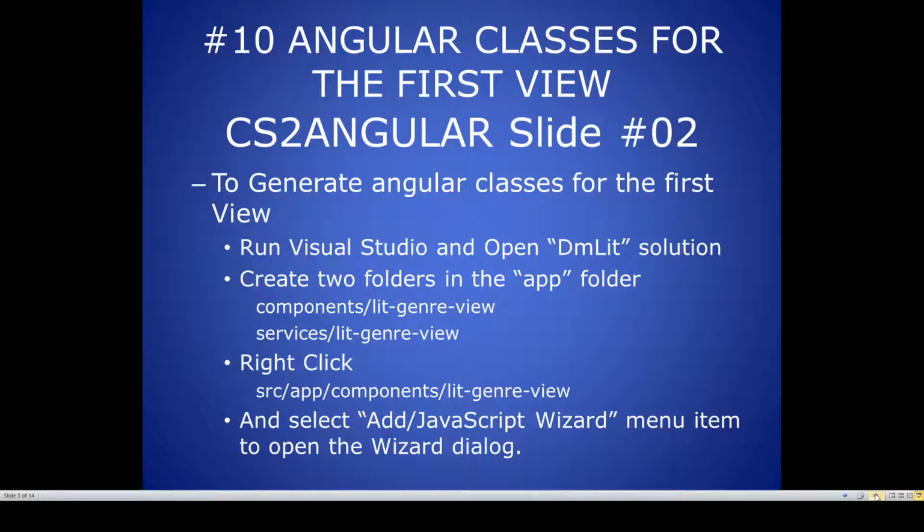Run Visual Studio and open dmlit solution. Create 2 folders in the app folder: Components lit genre view, Services lit genre view. Right-click SRC App Components lit genre view folder and select Add JavaScript Wizard menu item to open the wizard dialog.